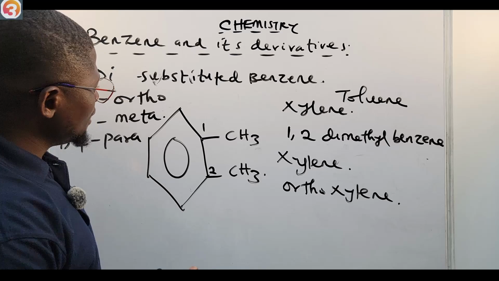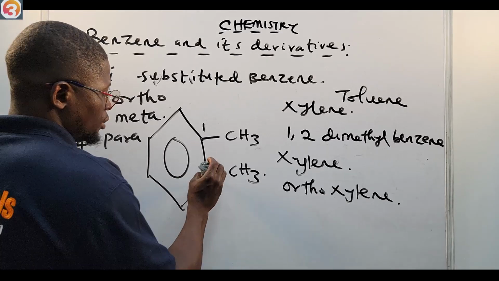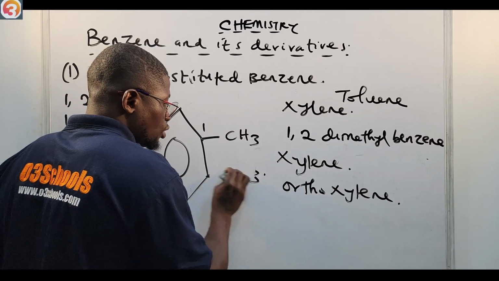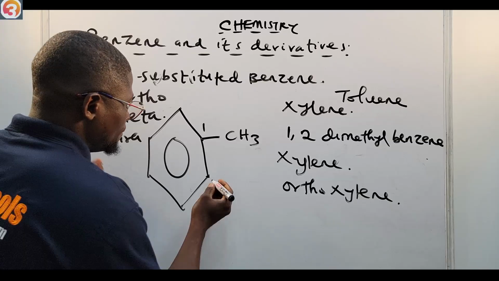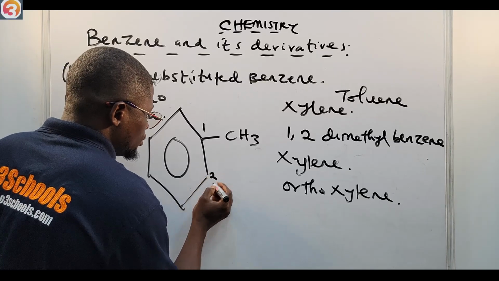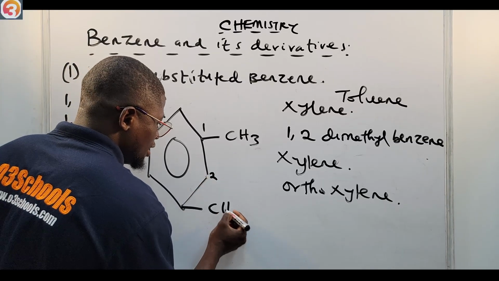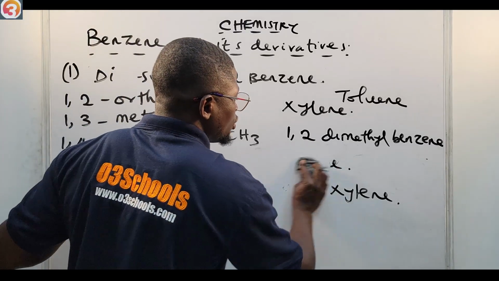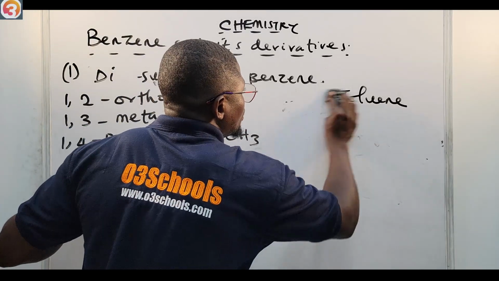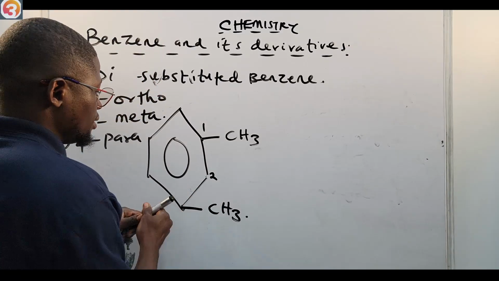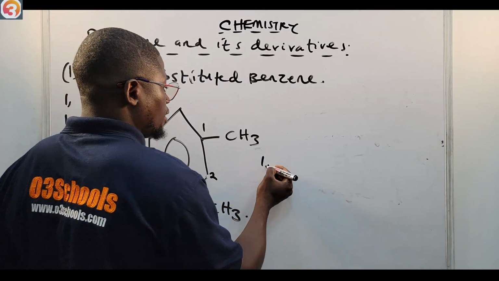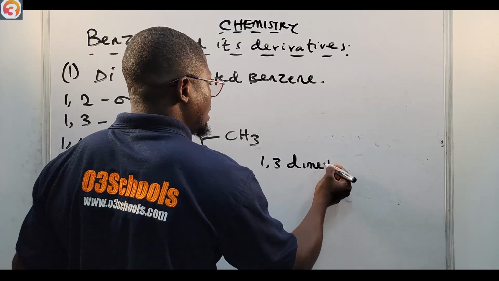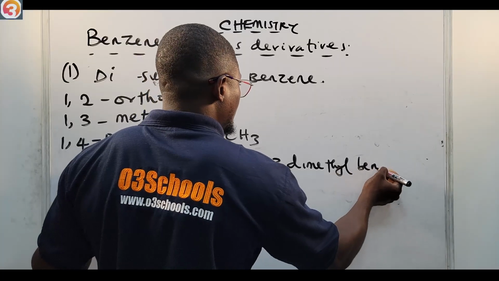Now let us say these groups are not actually in position 1 and 2. Let's say they are actually in position 1 and 3, so this will now be 2. Here you now have this C₆. This is position 1 and 3. If this is in position 1 and 3, what will we call it? That will be 1, 3 dimethyl benzene.